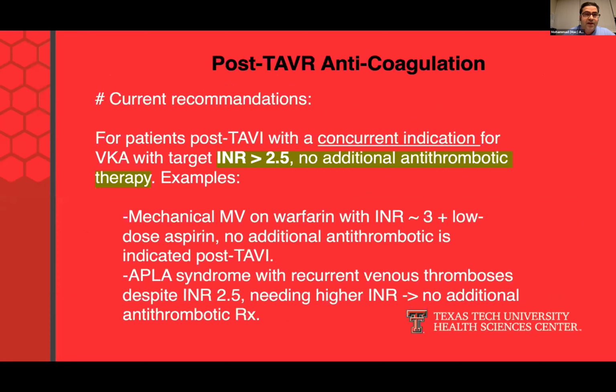So current recommendations, coming back to the other topic that we have to finish for patients post-TAVI. I'm sorry, I'm going a little fast just to make it in time because this is a very interesting topic with a lot of questions arising. So the second thing is for patients post-TAVI with a concurrent indication for anticoagulation, your target is INR of 2.5 and no additional antithrombotic therapy. For example, if there's a mechanical mitral valve on warfarin with INR around 3 with low dose aspirin, no additional antithrombotic is indicated post-TAVI.